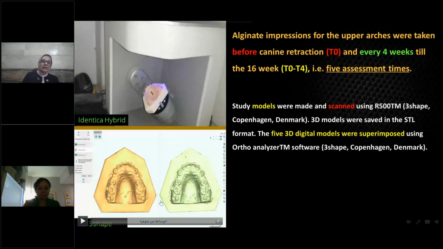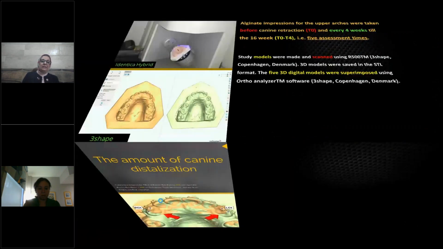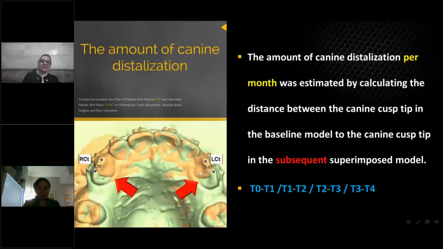The amount of canine distalization per month was estimated by calculating the distance between the canine cusp tip in the baseline model to the canine cusp tip in the subsequent superimposed model. We have T0 to T1 after 4 weeks, after 8 weeks, after 12 weeks, and after 16 weeks.